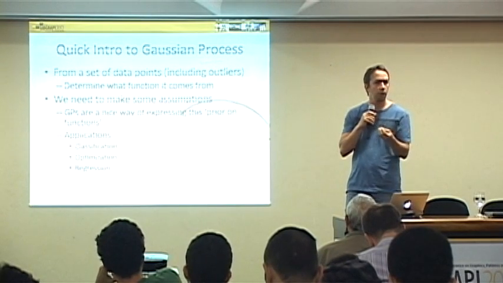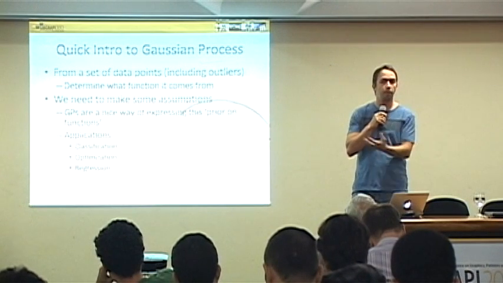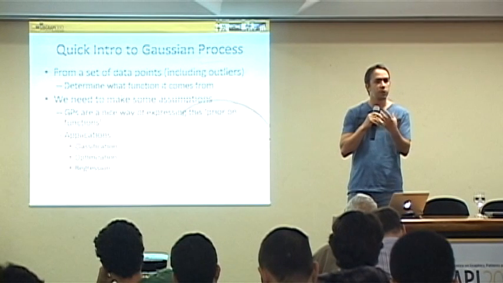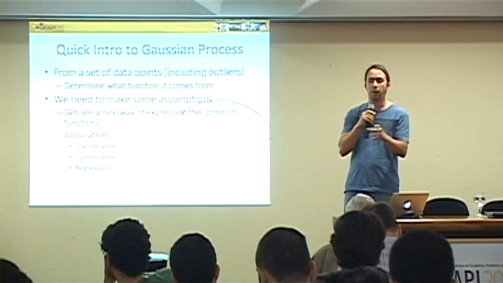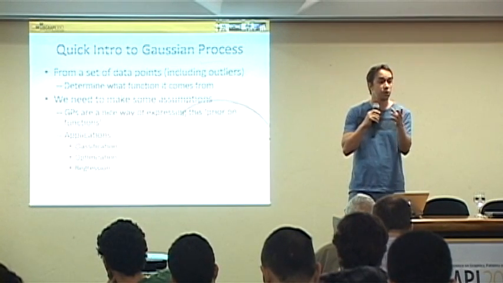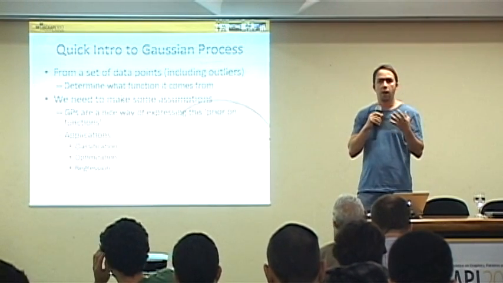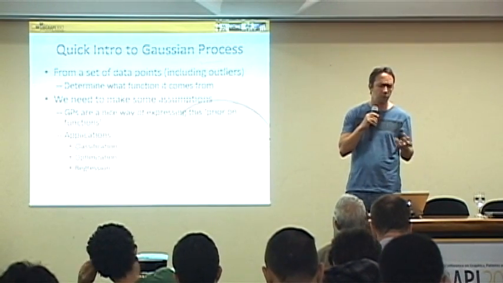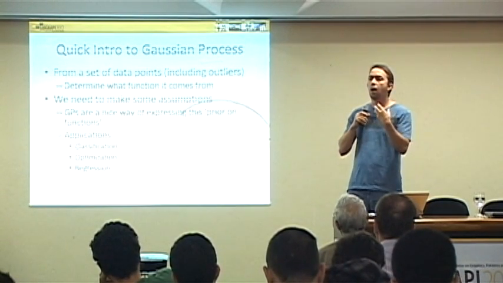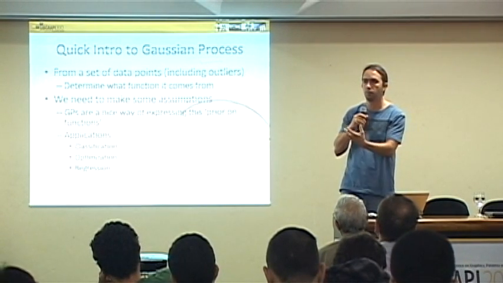So how can you find out which function this data comes from? This is a problem you have almost every time, and without making some assumptions, it's really hard to find a function that can match these points, and find out which ones are outliers and which ones are not. So Gaussian processes come in handy because they are a nice way to represent this prior information on functions. So you can then have some nice assumptions about how this function will look.